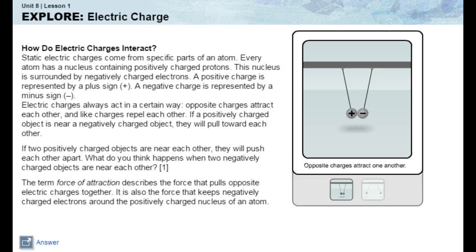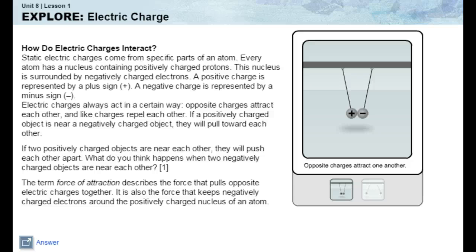So, static electricity charges come from specific parts of an atom. Every atom has a nucleus containing positively charged protons. We learned this in the fall. This nucleus is surrounded by negatively charged electrons. A positive charge is represented by a plus sign, and a negative charge, just like in math, is represented by a minus sign. Electric charges always act in a certain way.